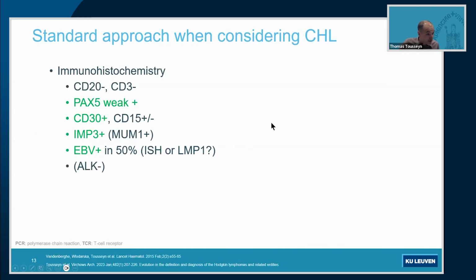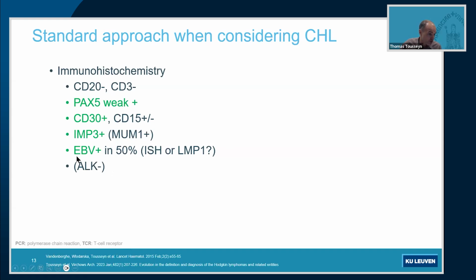So what is the standard approach when considering Hodgkin lymphoma from the immunohistochemical pattern? These are the markers I tend to use. So no expression of CD20, CD3, weak PAX5, expression of CD30, and the majority CD15. I prefer to use IMP3 over MUM1. MUM1 is also consistently positive in Reed-Sternberg cells, but of course plasma cells do stain. Reactive immunoblasts will stain. So I prefer IMP3.